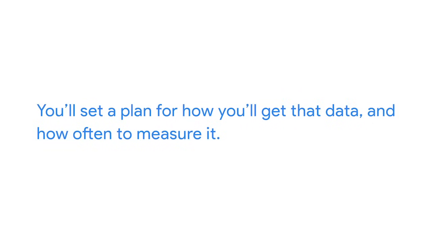Here you want to map out the current process and locate exactly where the problems are and what kind of effect the problems have on the process. Using our example, you're trying to figure out why it's taking so long for the travel company to address a customer service issue. To do this, you look at company data like average wait times, number of customers per day, and seasonal variations. Then you'll set a plan for how you'll get that data and how often to measure it.